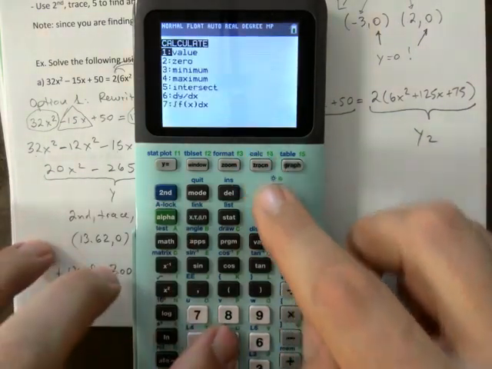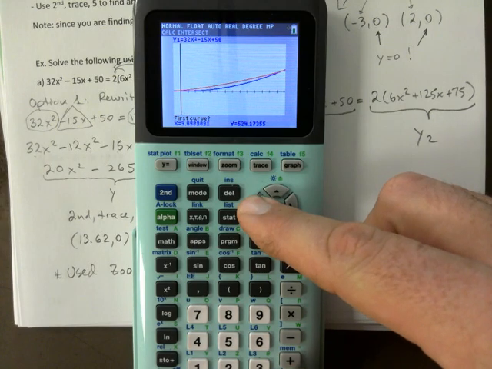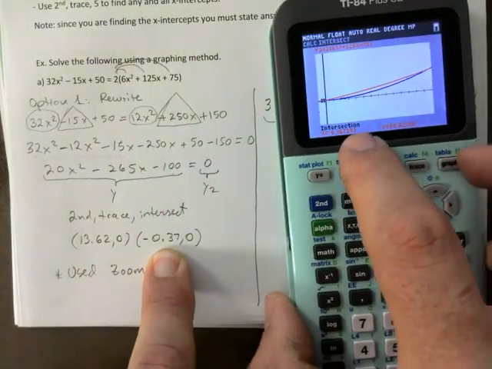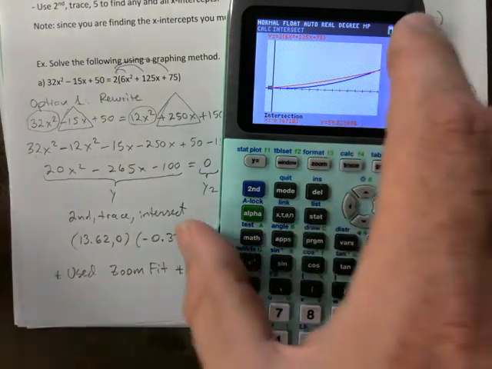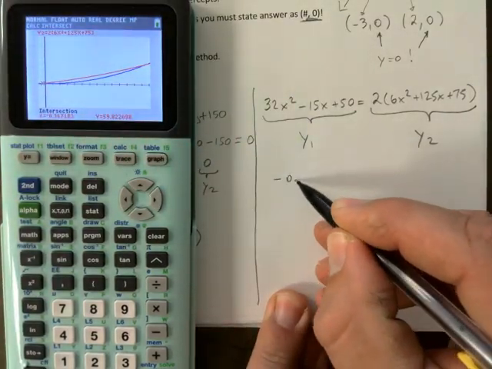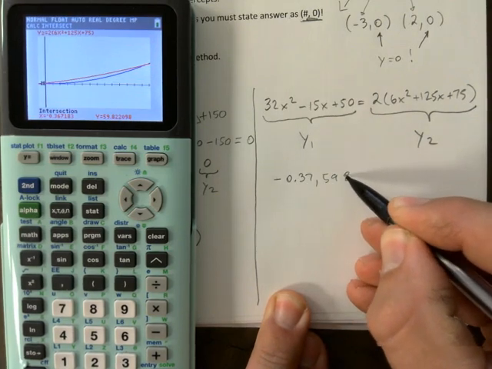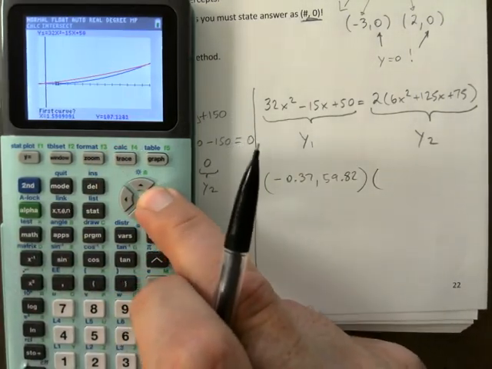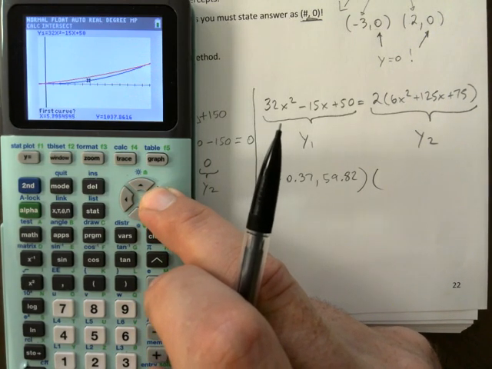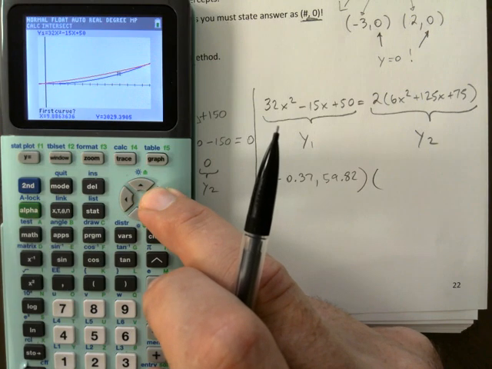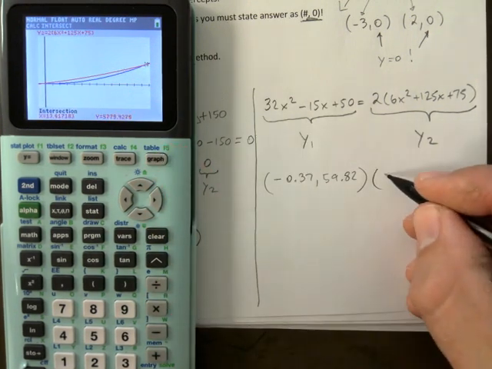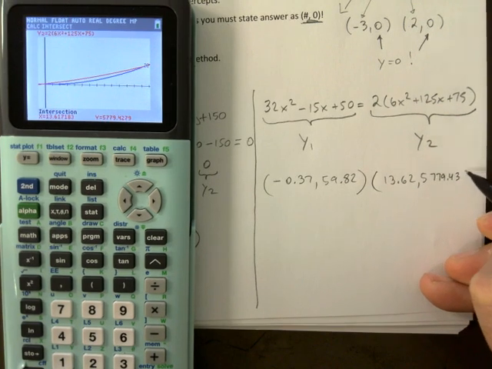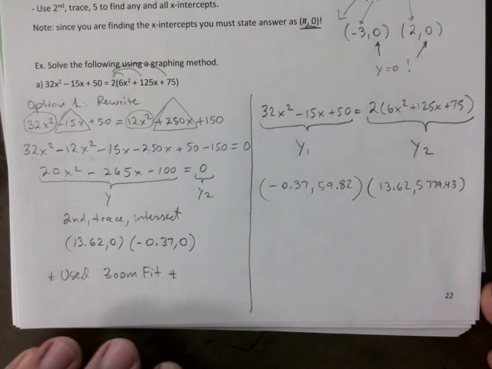So I'm going to go second trace 5. I'm going to go closer to this one. Enter, enter, enter. Negative 0.37, which matches that one. And do not write down 59. Actually, that's what I wanted to do here. Negative 0.37, 59, 82. Let's do this together. And the other one, second trace 5. Enter, enter, enter. That one is 13.62, 5,779.43. But those would be wrong answers. I would have to take off marks here.